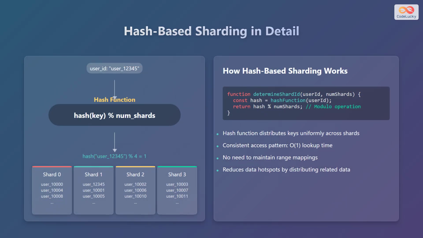Let's take a closer look at how hash-based sharding works. The function determineShardId takes in a user ID and the number of shards, then calculates a hash value and uses the modulo operation to determine the shard ID. A hash function distributes keys uniformly across shards. This provides a consistent access pattern with a big O of 1 lookup time and eliminates the need to maintain range mappings. It also reduces data hotspots by distributing related data evenly.